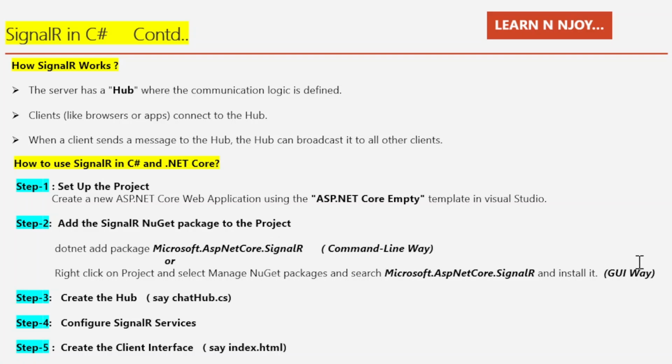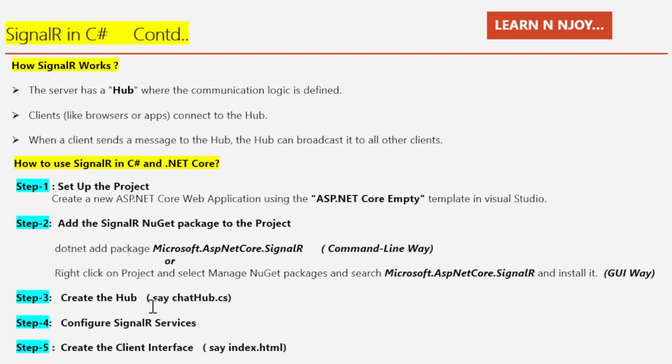The second way is the GUI way. In the GUI way, we just need to right-click on the project in Visual Studio, then select Manage NuGet Packages. Search for the library Microsoft.AspNetCore.SignalR, and once we get it, we click the Install button. It will install this library in our project. So this is step number 2, by which we add the SignalR NuGet package to the project.